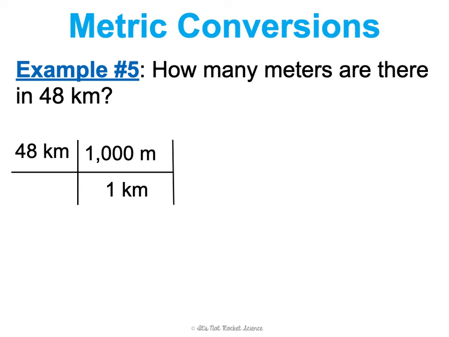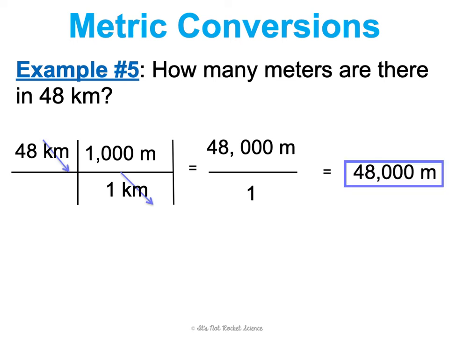Then we want to cancel out like terms. So we're going to cancel out our kilometers, and that is going to leave us just with meters. Then we're going to multiply across, multiply the bottom, divide the two numbers. So if we multiply across, we get 4,800 meters. Multiply across the bottom, we get 1. And we divide, that gives us 48,000 meters.